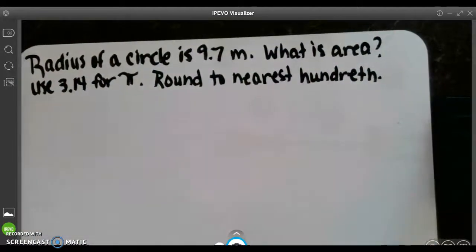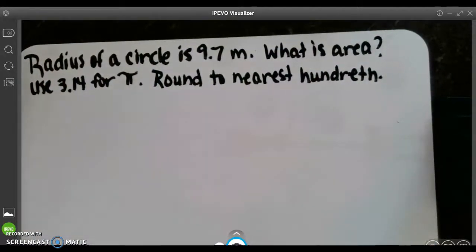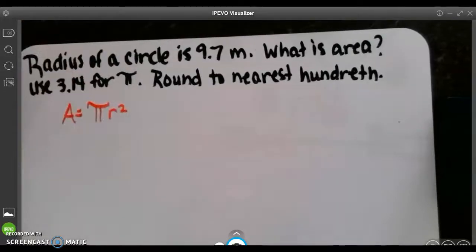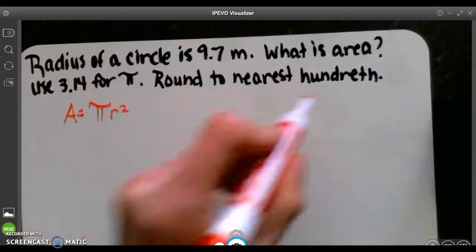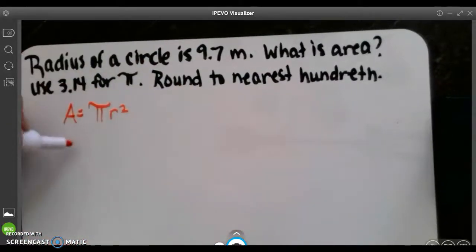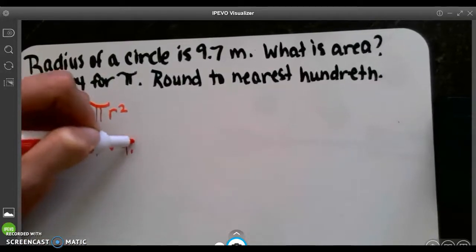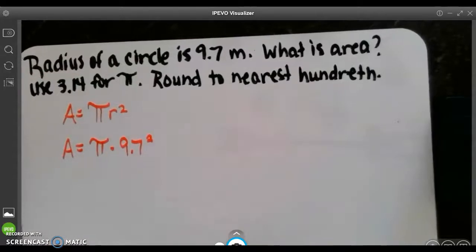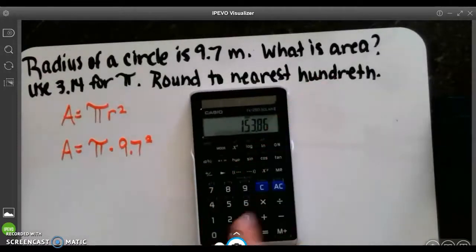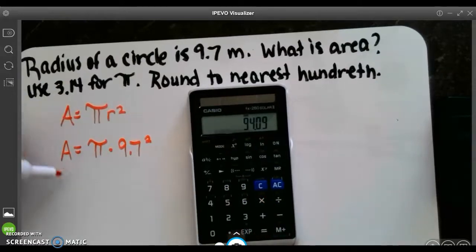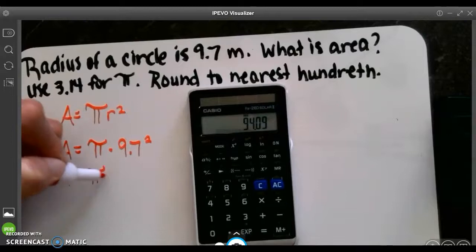This one says the radius of a circle is 9.7 meters. What is the area? Use 3.14 for pi. So area equals pi r squared. You're going to round to the nearest hundredth. So this one specifically tells us how we're going to round. So we know our radius is 9.7. So area equals pi times 9.7 squared. So 9.7 squared, I don't know what that is, so I have to use my calculator. 9.7 times 9.7.